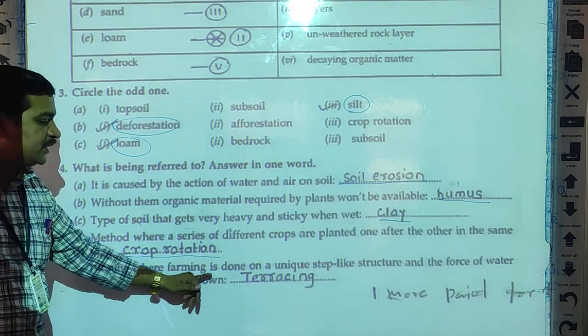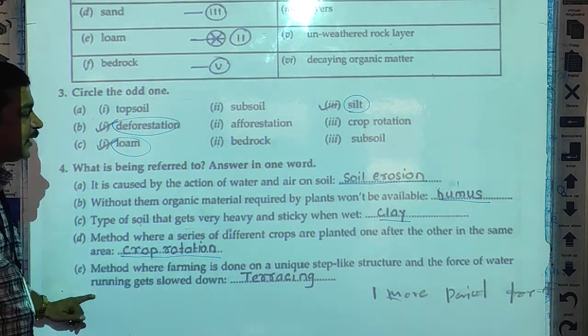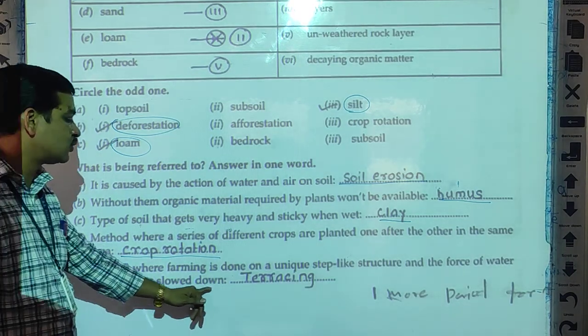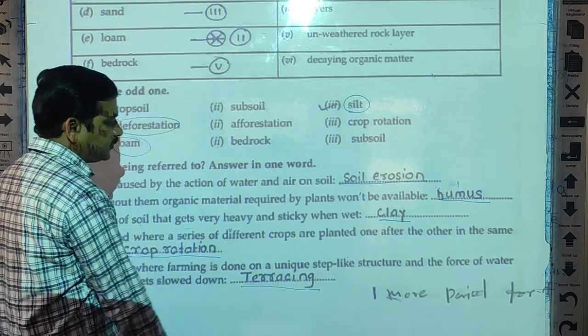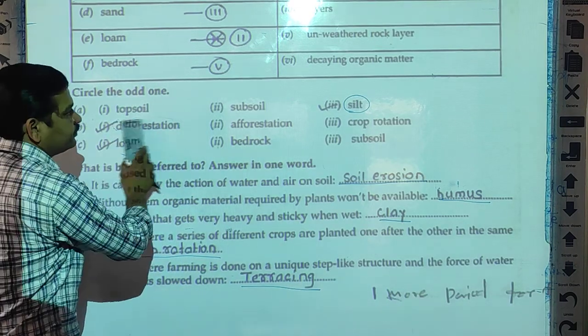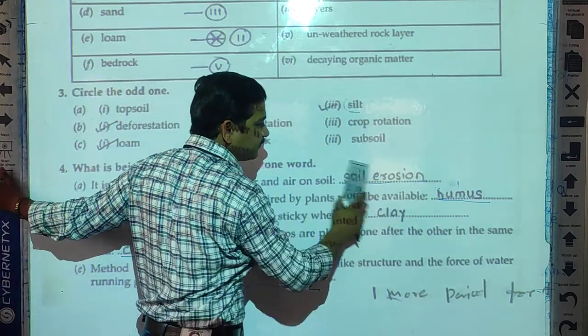Method where farming is done on a unique step-like structure and the force of running water gets slowed down. That is called terracing. Is it clear, students? So these are the answers. You note down. We will go to the next question.